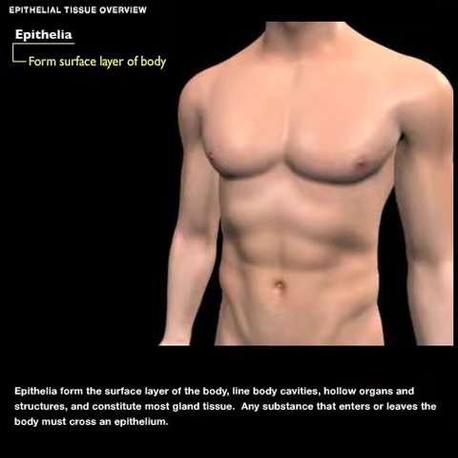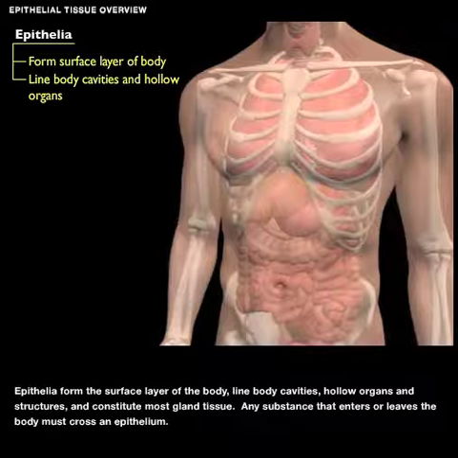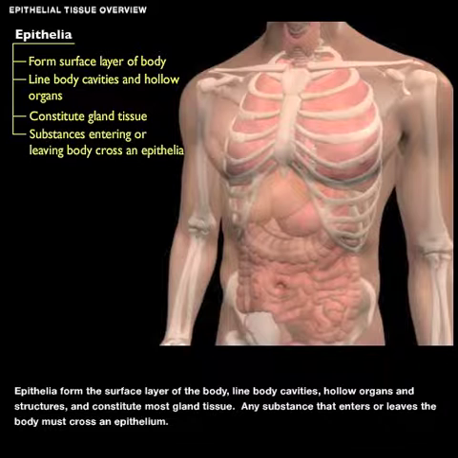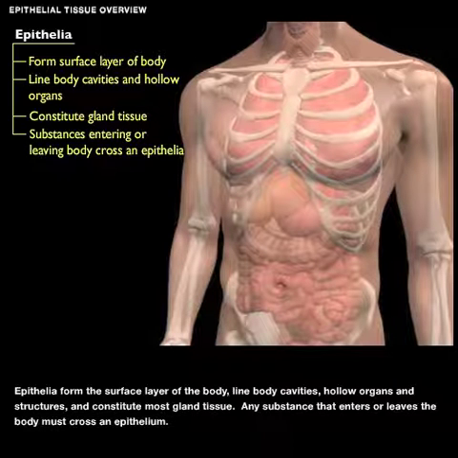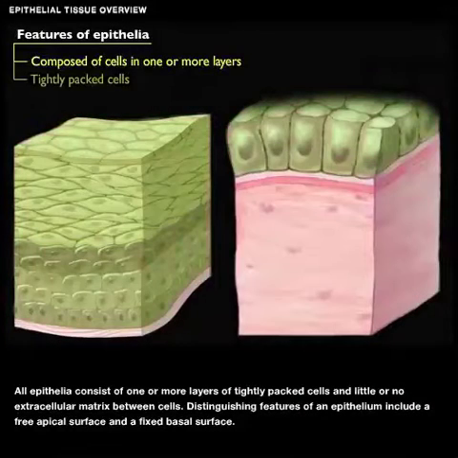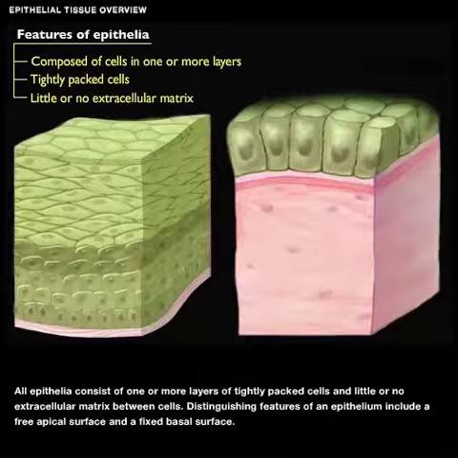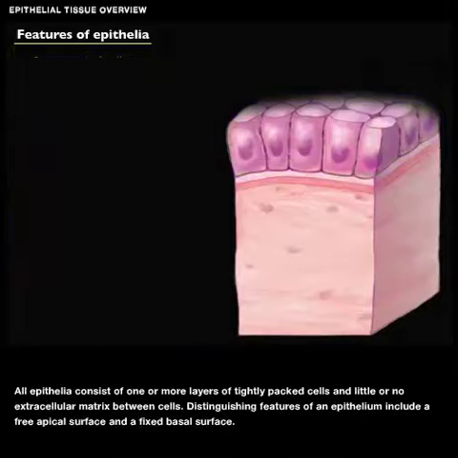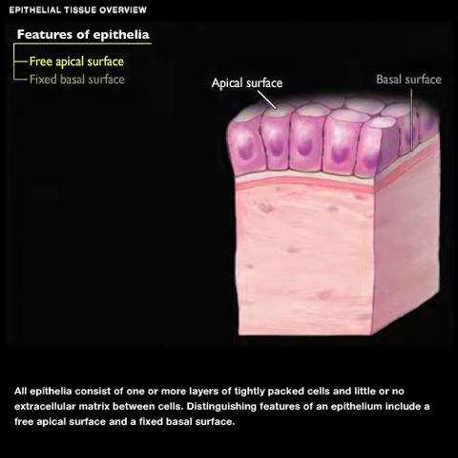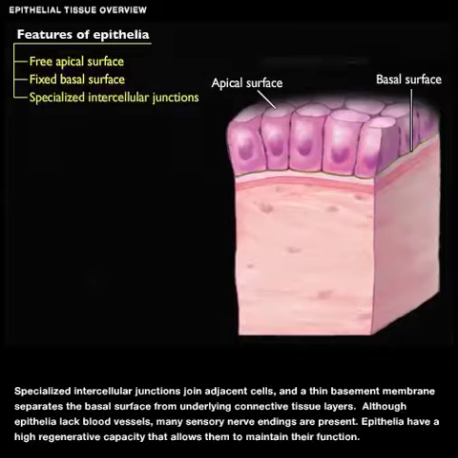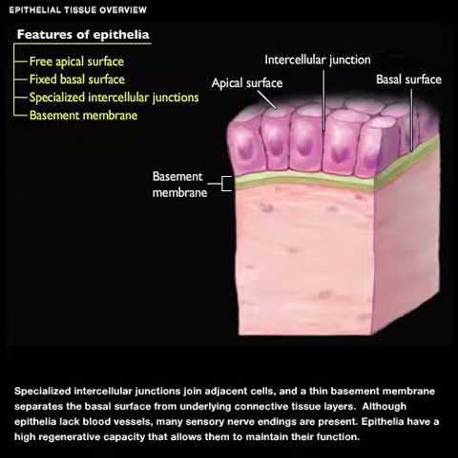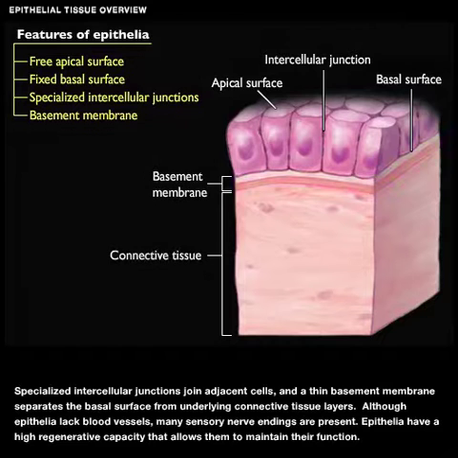Epithelia form the surface layer of the body, line body cavities, hollow organs, and structures, and constitute most gland tissue. Any substance that enters or leaves the body must cross an epithelium. All epithelia consist of one or more layers of tightly packed cells and little or no extracellular matrix between cells. Distinguishing features of an epithelium include a free apical surface and a fixed basal surface. Specialized intercellular junctions join adjacent cells, and a thin basement membrane separates the basal surface from underlying connective tissue layers.